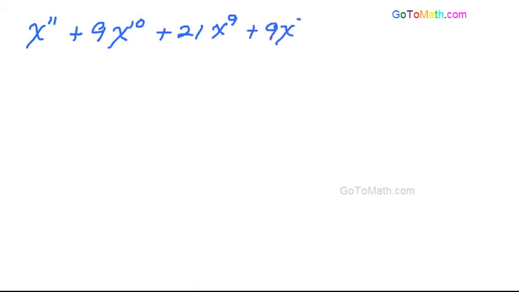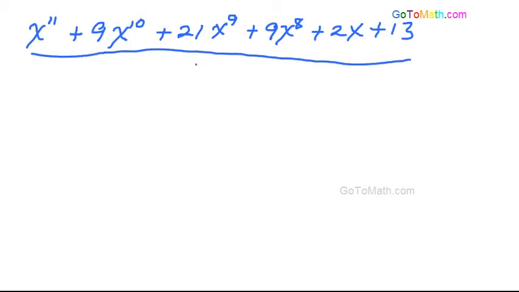Okay, let me spend 15 minutes writing this out. We got x to the 11th plus 9x to the 10th plus 21x to the 9th, plus 9x to the 8th, plus 2x plus 13, over x plus 3. Okay, so this is the problem.